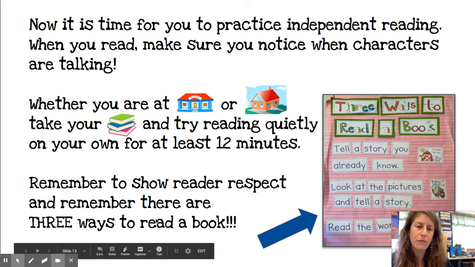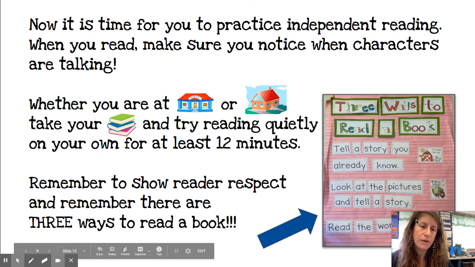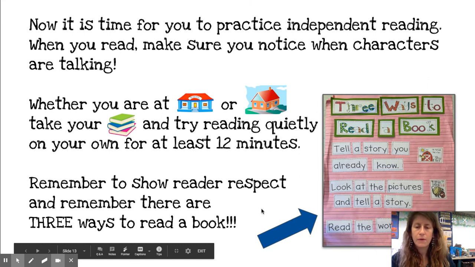And remember, there are three ways to read a book. You can tell a story you already know. You can look at the pictures and tell a story, or you can read the words. Okay?